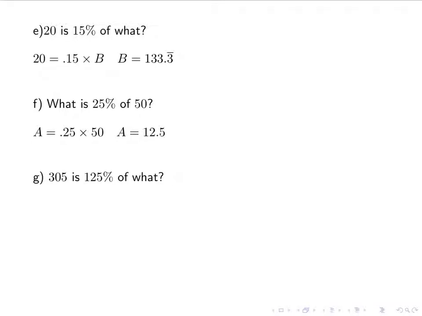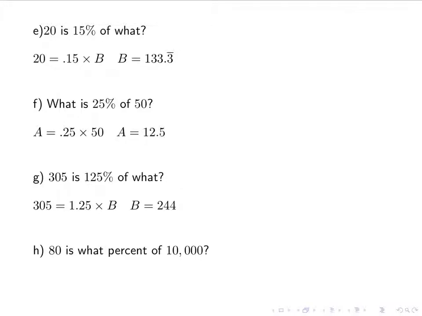G, 305 is 125% of what? So notice that it's 125%. That's more than 100%. So my answer should be less than 305 because I needed to get more than it to get to 305. So I'm going to set it up. 305 equals 1.25 times B. And B is 244.